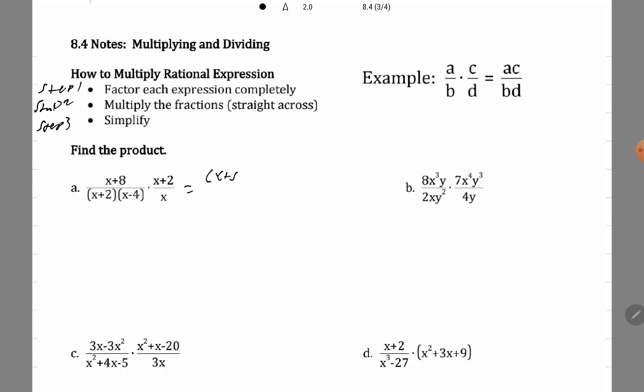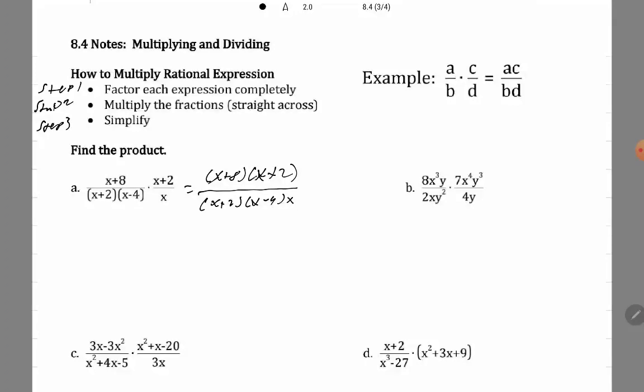So this is going to be x plus 8 times x plus 2. Now, you don't have to FOIL this. You don't have to combine them. Just because we're going to simplify them anyways. So you can leave them like this. So that's the top. Just going straight across the top. And then on the bottom, x plus 2, x minus 4, and x.